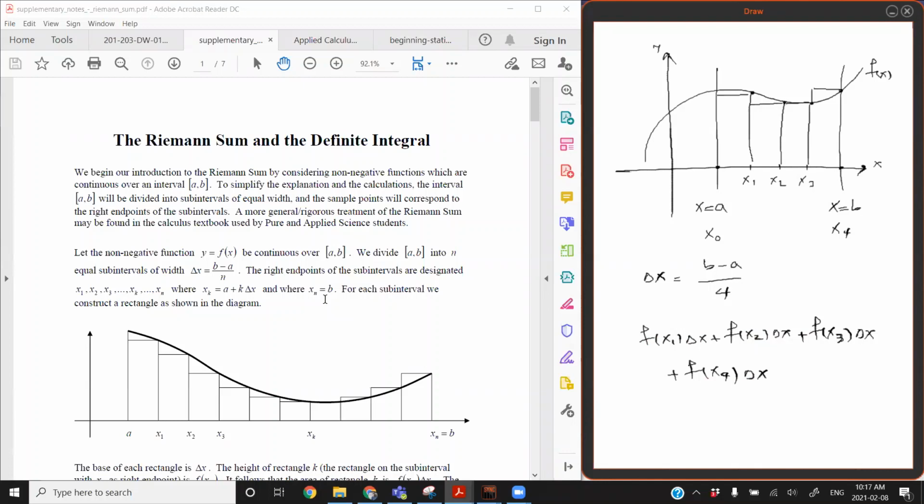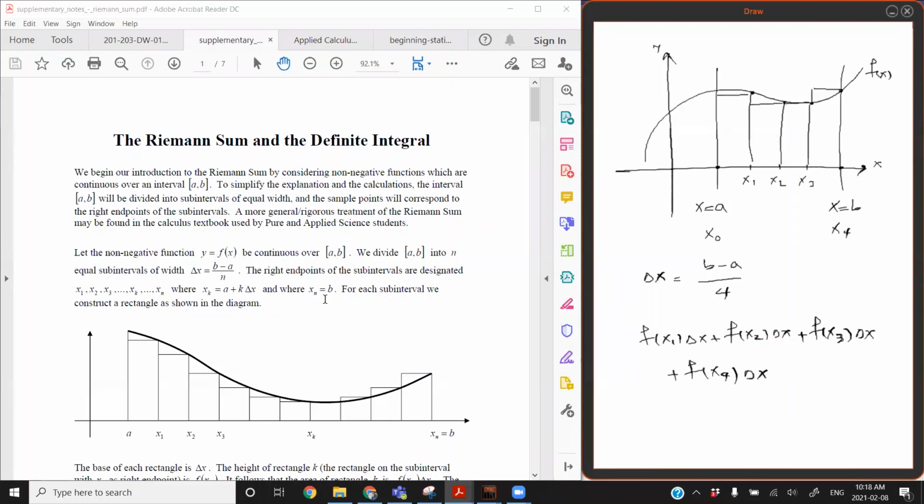And adding them up, I'm going to get the sum of the areas of these rectangles, which is not going to be the same as the area under the curve that I was originally looking for, but you agree that it's an approximation for that.